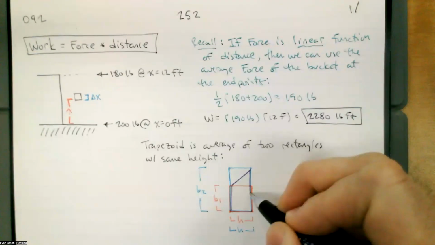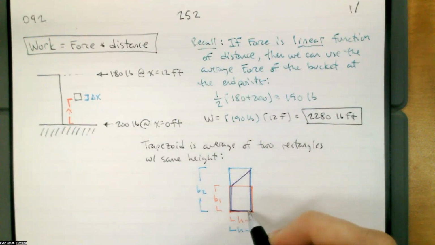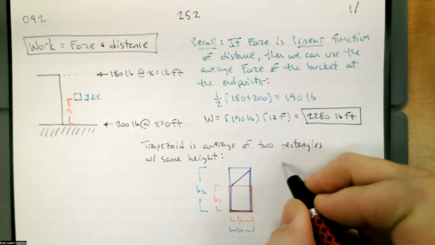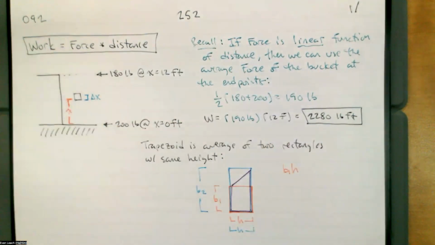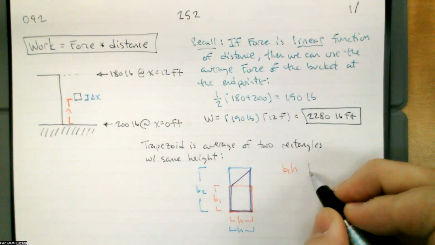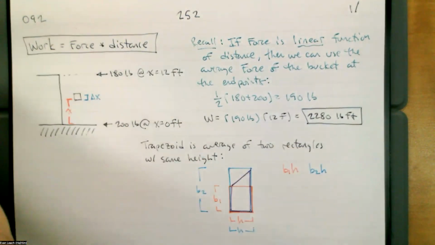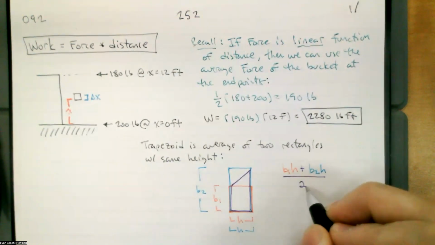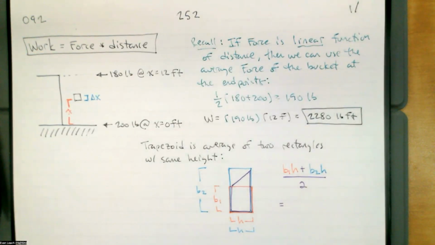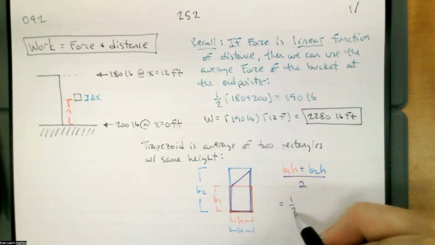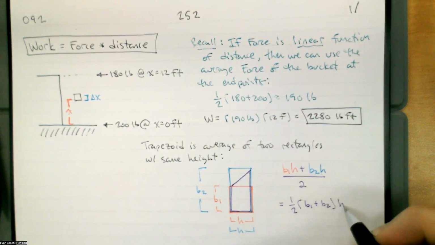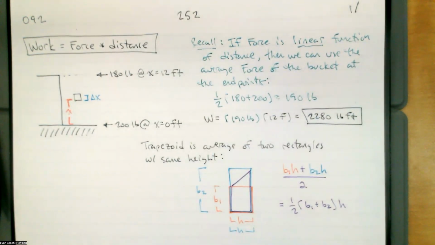The area of the trapezoid is just the average of the two rectangles. So we're taking base 1 times the height plus base 2 times the height and dividing them by 2. And that gives us our usual formula for a trapezoid: 1/2 (base 1 plus base 2) times the height, where we factor out the common factor of 1/2 and H.